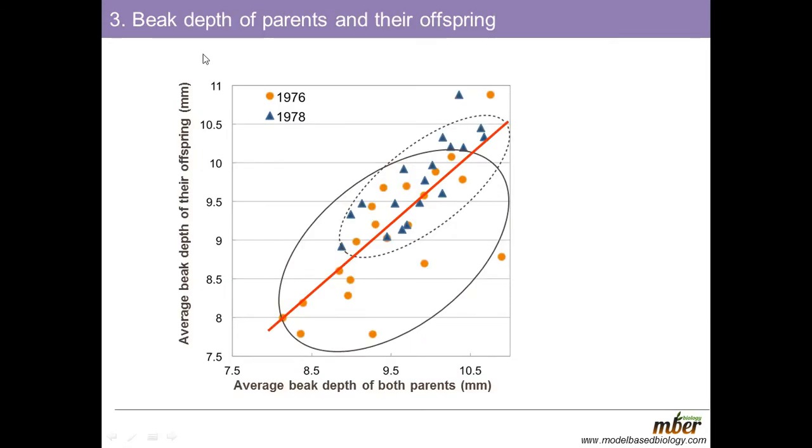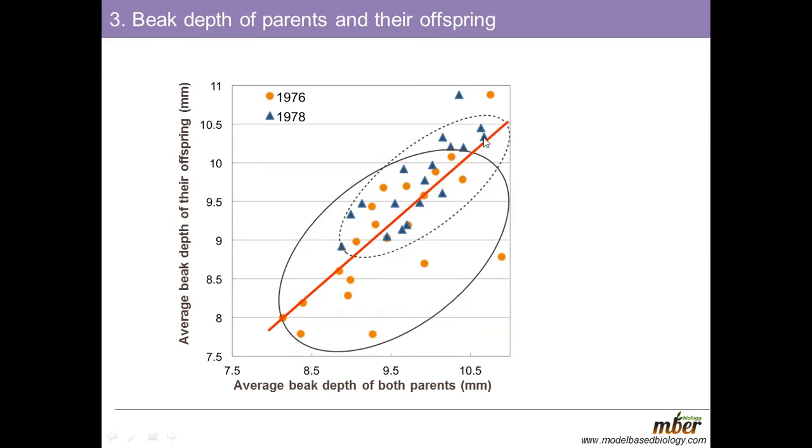So what do we have here? The y-axis shows the beak of the offspring, the x-axis shows the beak of the parents, and the yellow represents 1976, and the triangle is 1978. And this red through line is a correlation, and it shows that as the beak of the parents got bigger, so did the beaks of the offspring.